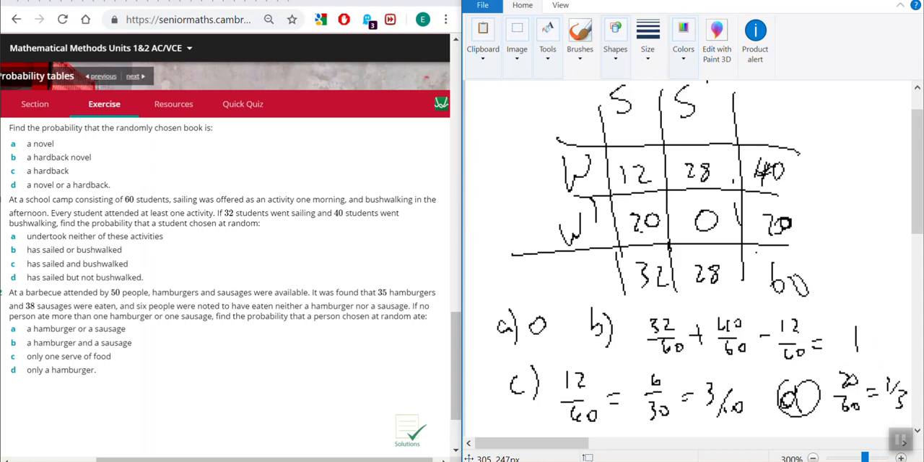So a bit of a tricky question. The key was that you needed to know that not sailed and not walked is 0 because every student at least did one activity. So hopefully that helps.